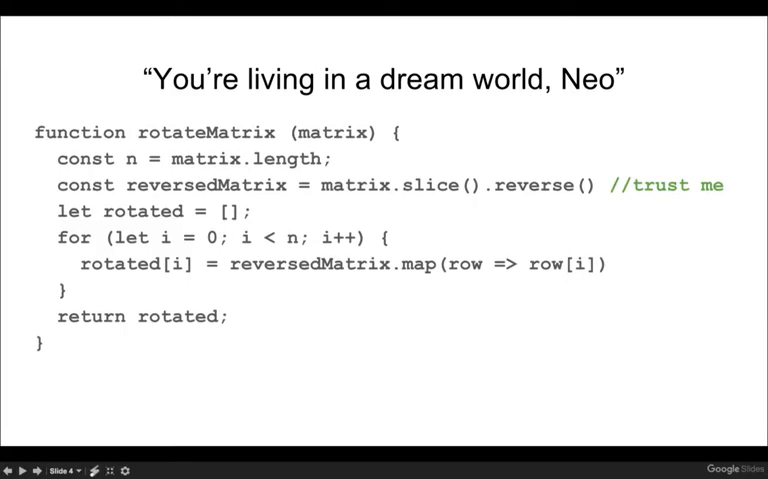So here's the code, rotateMatrix being the name of the function. I like to set n to matrix.length because we're going to be using it throughout, and we might as well just shorten it. And then you can see on the second line, the line right after that, we take a copy of matrix and then reverse it, and I'll show you why.